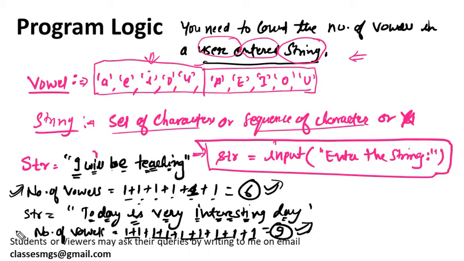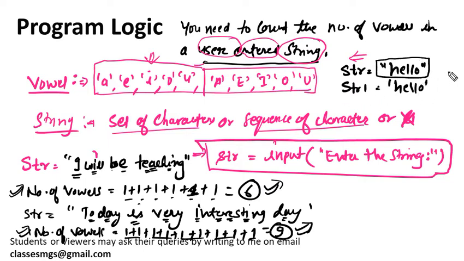This is how you are supposed to count the number of vowels. Your program should count the number of vowels. What is a string? A string is a sequence of characters. You can create any string in Python using double quotes, a single line string, or you can use single quotes also. But in this practical, the string should be entered by the user through the keyboard. You are not supposed to write the string directly like this. You should write it this way so that the user can enter any string and your program gives the number of vowels in the output.